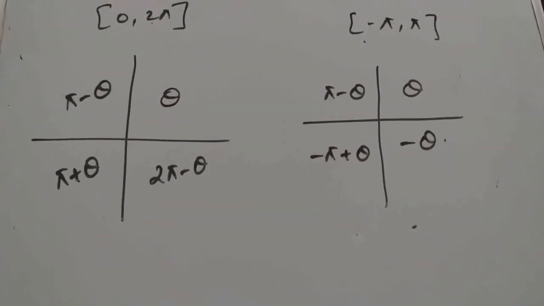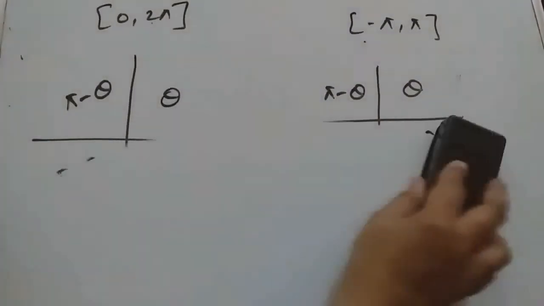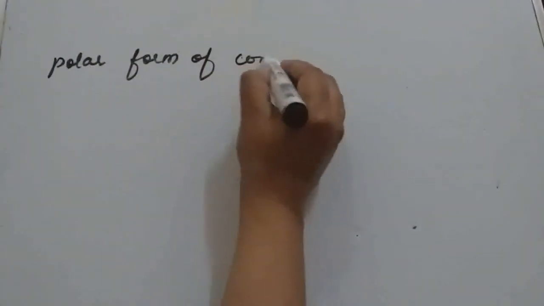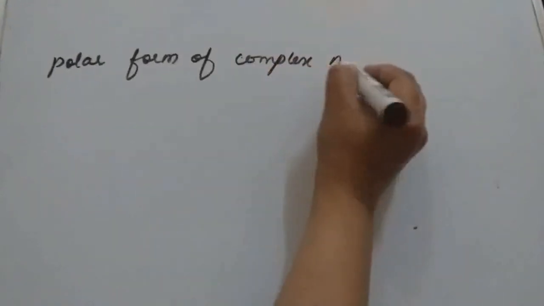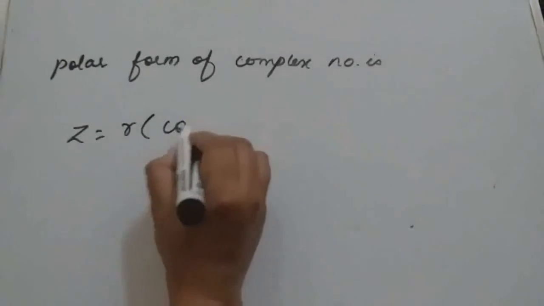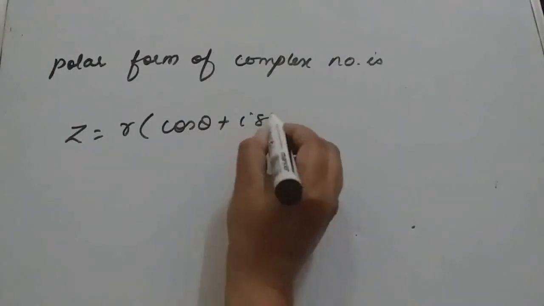Okay, now after getting this r and theta, the polar form of the complex number is z is equal to r (cos theta plus i sin theta).